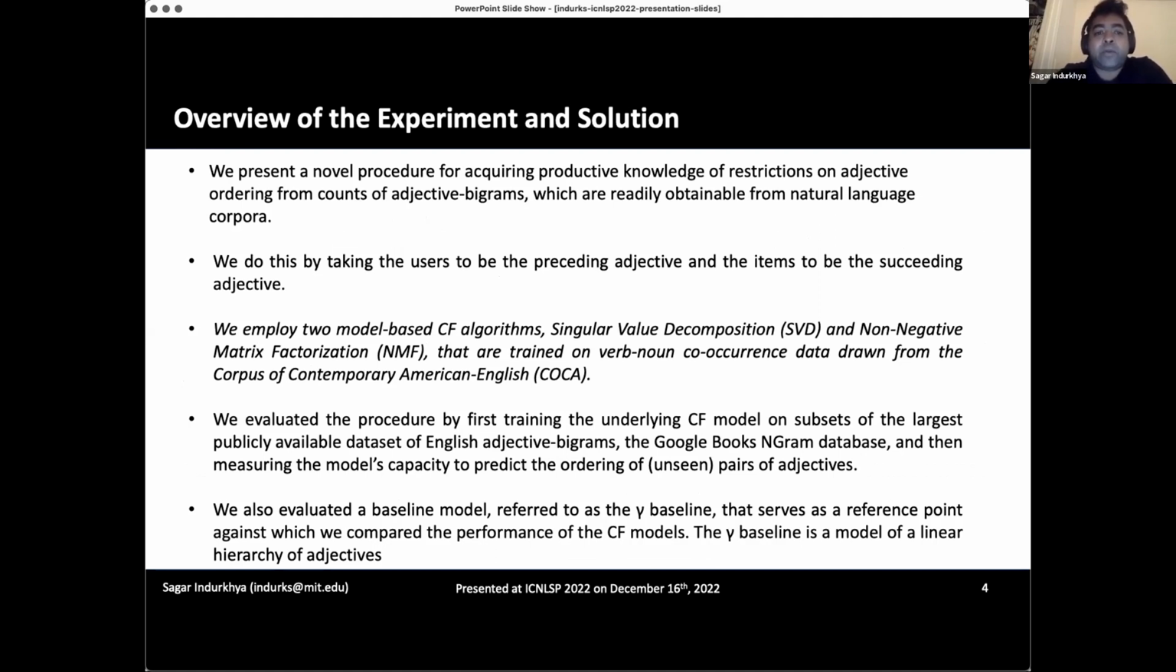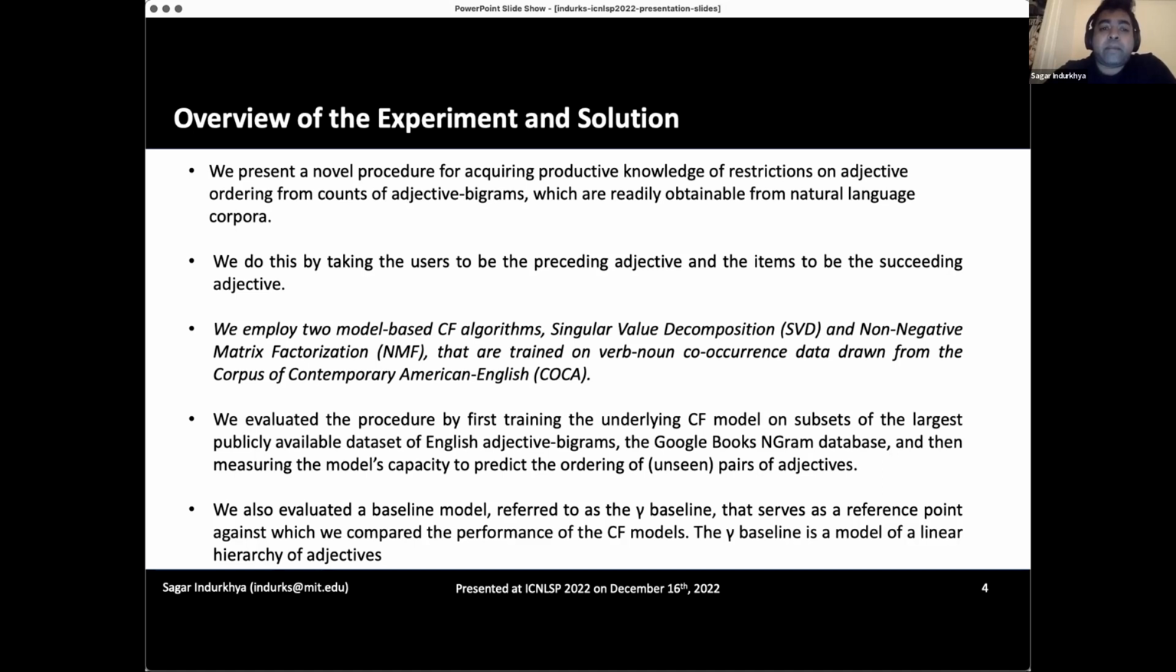And we're doing this by taking the users, right? Going back to that Netflix user item analogy. The users are going to be the preceding adjective and the items the succeeding adjective. So given one adjective, I want you to recommend to me what's another adjective that could follow it. That's what the model's trying to do.